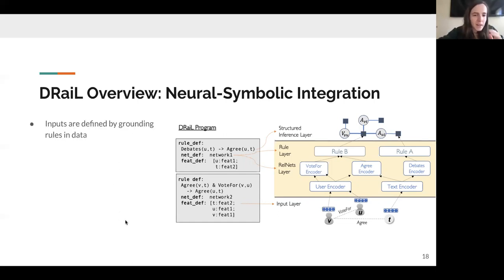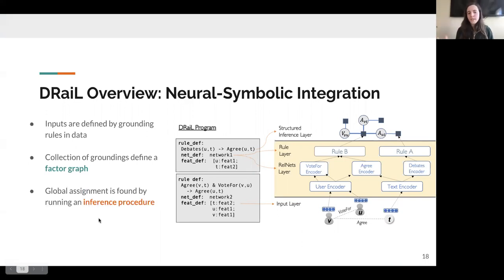I think I went a bit ahead of myself, but inputs are defined by grounding rules in data, right? So where does data come from? It comes from some data that I have that I'm gonna model and then I'm gonna learn from. So let's say I have some debates that I already observed. I know who's talking to who, I know who's taking what stance, who agrees with whom, and then I'm gonna learn from that data.